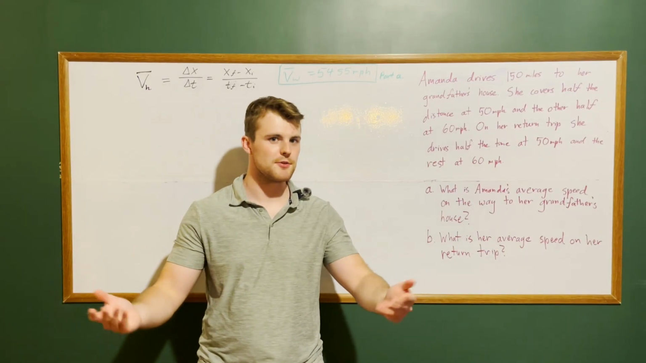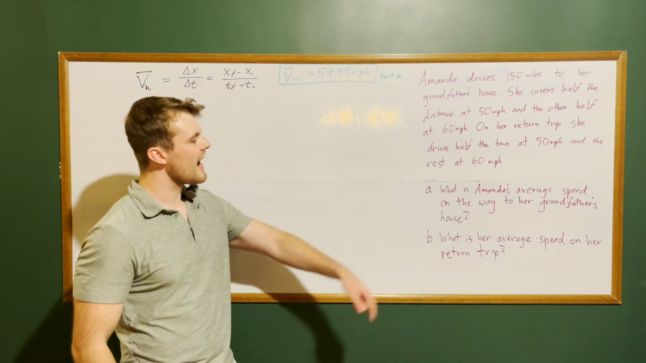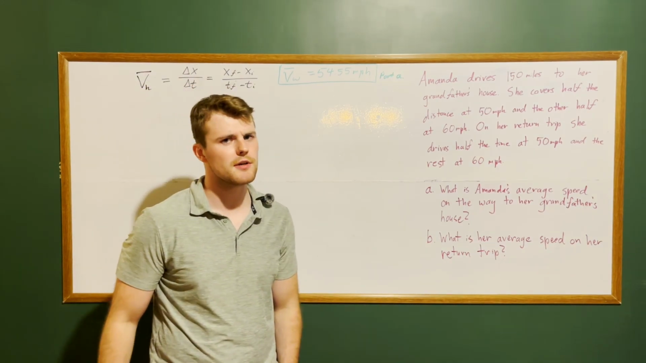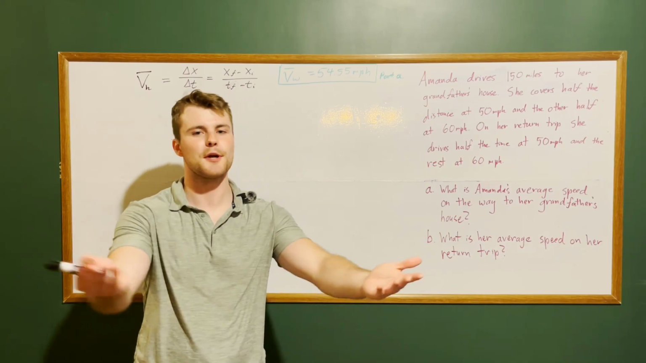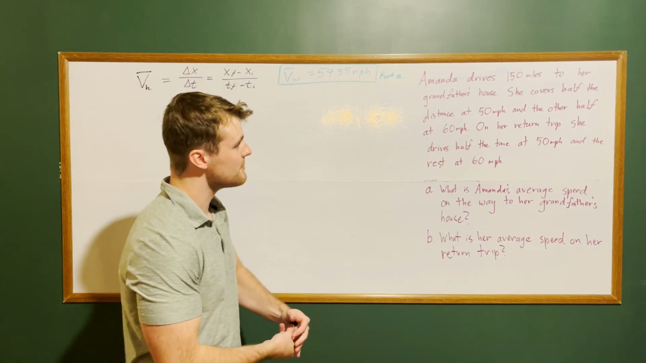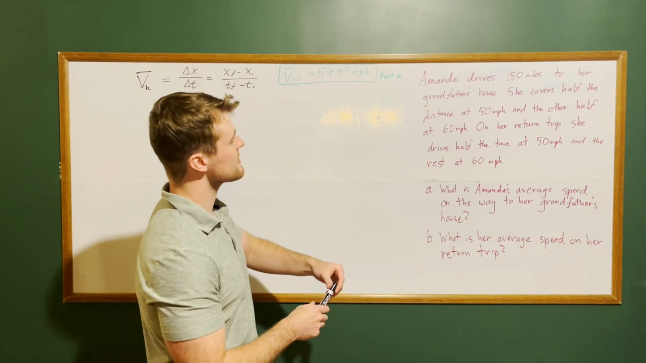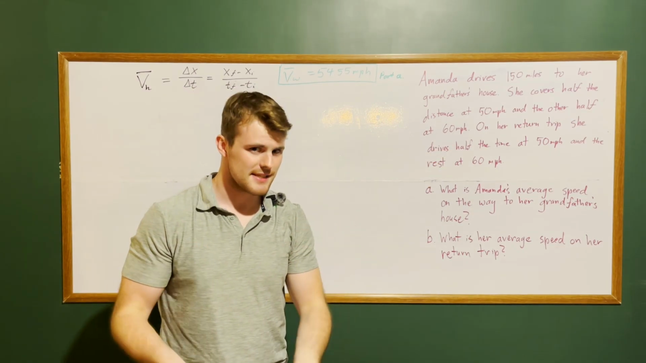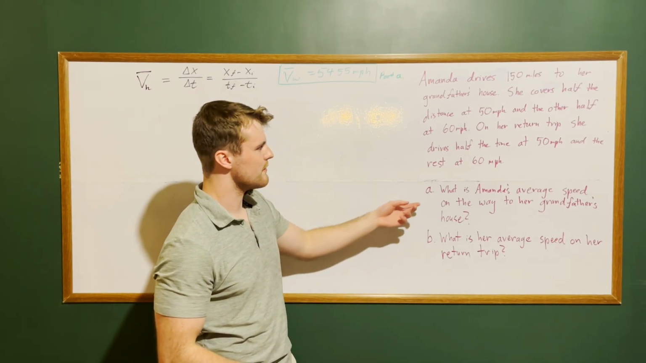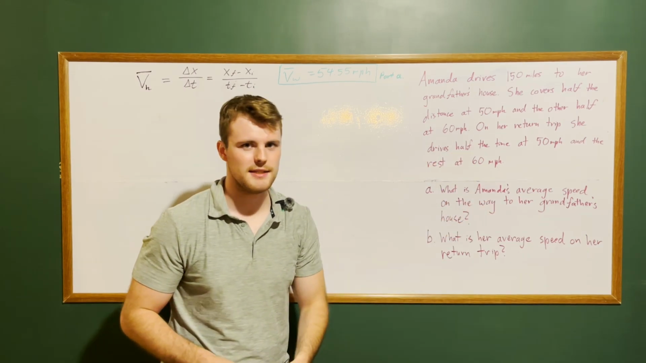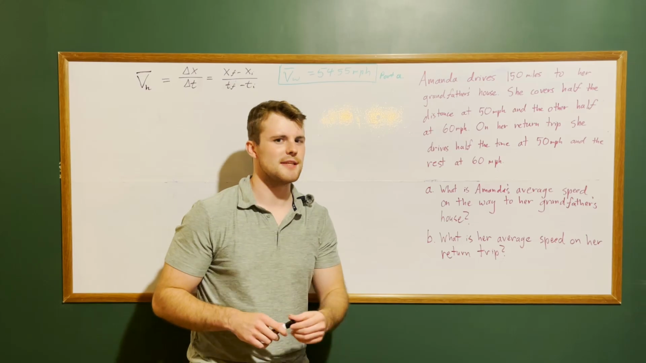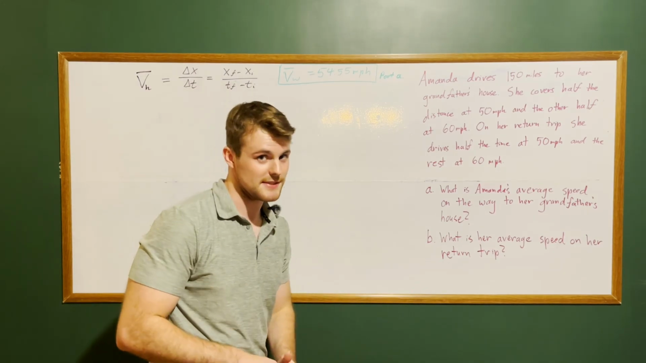Okay, so here's part B. It says, what is her average speed on her return trip? Now, how is her return trip different from her trip to her grandfather's house? Well, it's different because on the way to her grandfather's house, she's going 50 miles per hour and then 60 miles per hour for half the distance. In the second part, she's going for half the time at each respective velocity. So how are we going to work this out? I know it seems kind of confusing at first, but trust me, it's going to be okay.